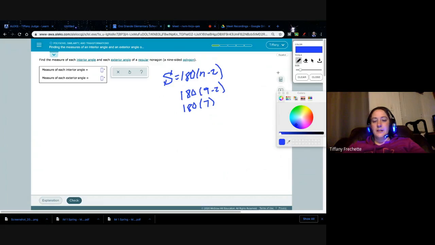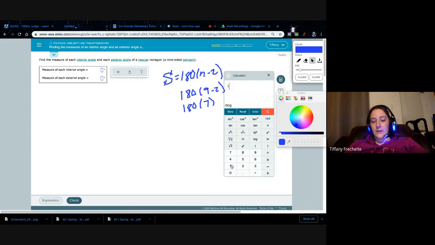So then we simply calculate this, and I'm going to go ahead and use the calculator. You can multiply it out without a calculator. They're allowing the calculator, so I'm going ahead and using it. Why not? So we have 1,260. So remember, this is all 9 angles added together, and all 9 angles, because of this word regular, are the same. So I can just divide by 9, and this will give me the interior angles. I'm going to divide by 9, and that's going to give me 140. So I know each interior angle is 140 degrees.